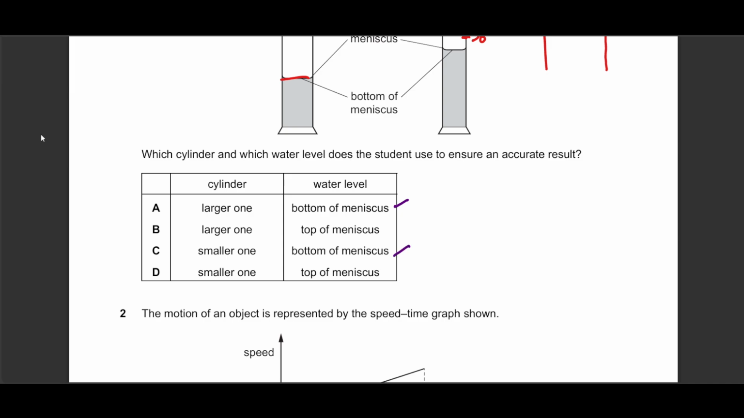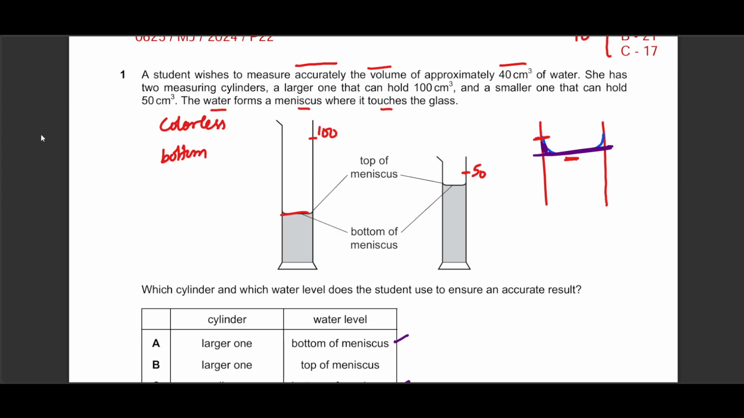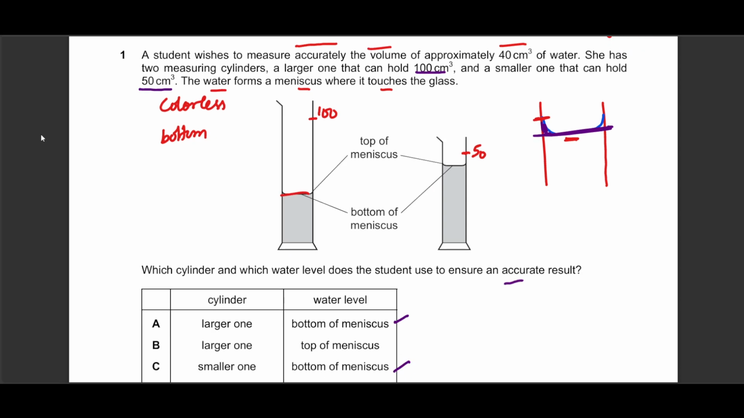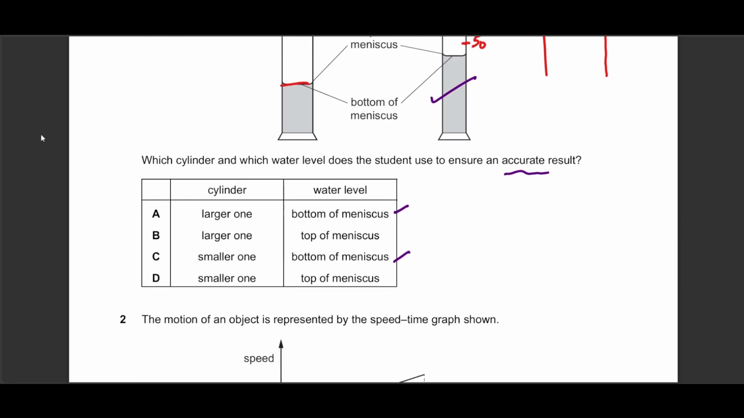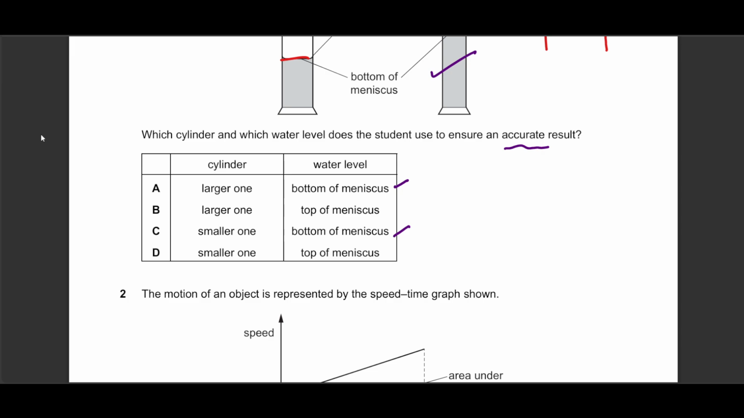And which measuring cylinder should we choose? Should we choose the 50 or the 100? I believe for maximum accuracy, we should choose the smaller cylinder. It would probably have more divisions, and if not more, then definitely it is handier and better in terms of practicality, because we don't need this much space, and the larger one would also be a bit heavier. So from a practical standpoint, this would be the smaller one. So the best answer for this question would be option C.